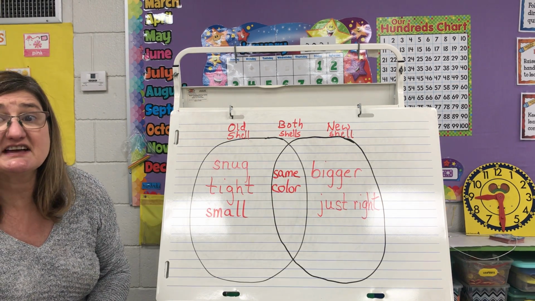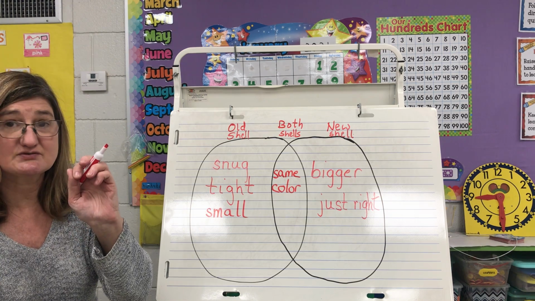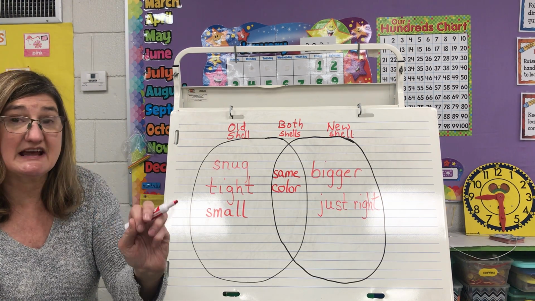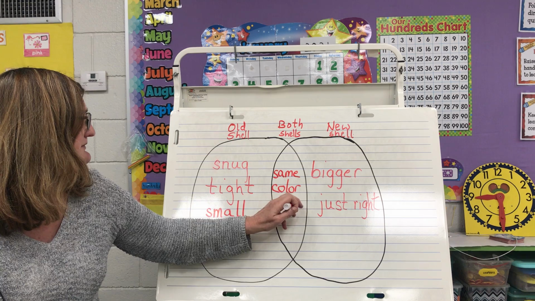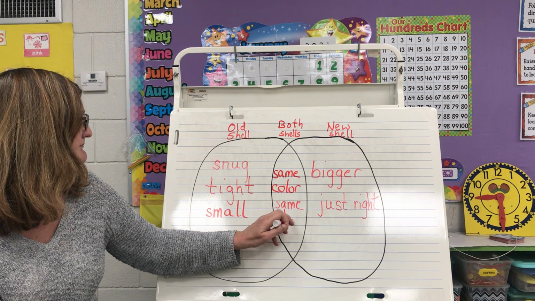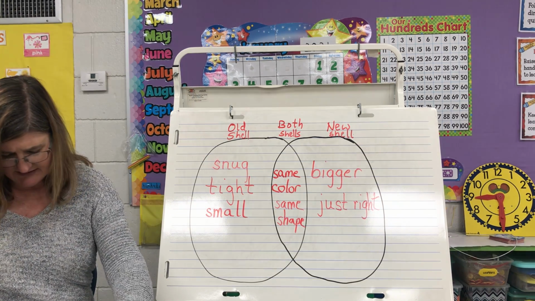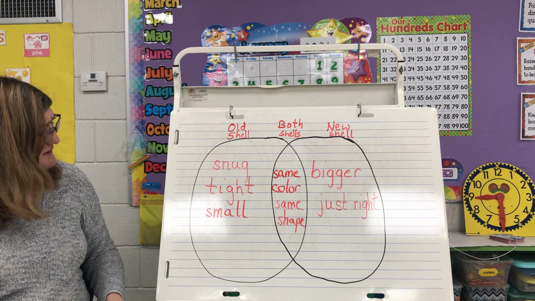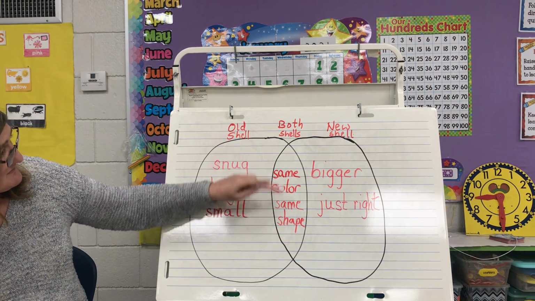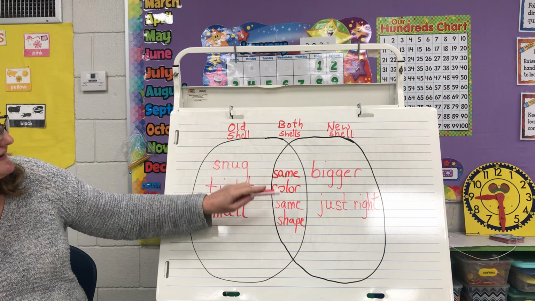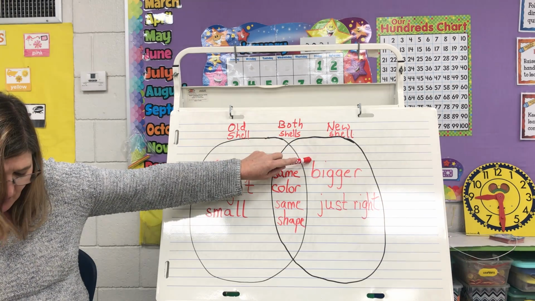Is there something else that's the same? Maybe the same shape. Yes, same shape. So I'm going to put same shape. So the two shells were different and they were also the same. Being the same shape and the same color, he must like that about those shells. They're the same color and the same shape, but the new shell was bigger.